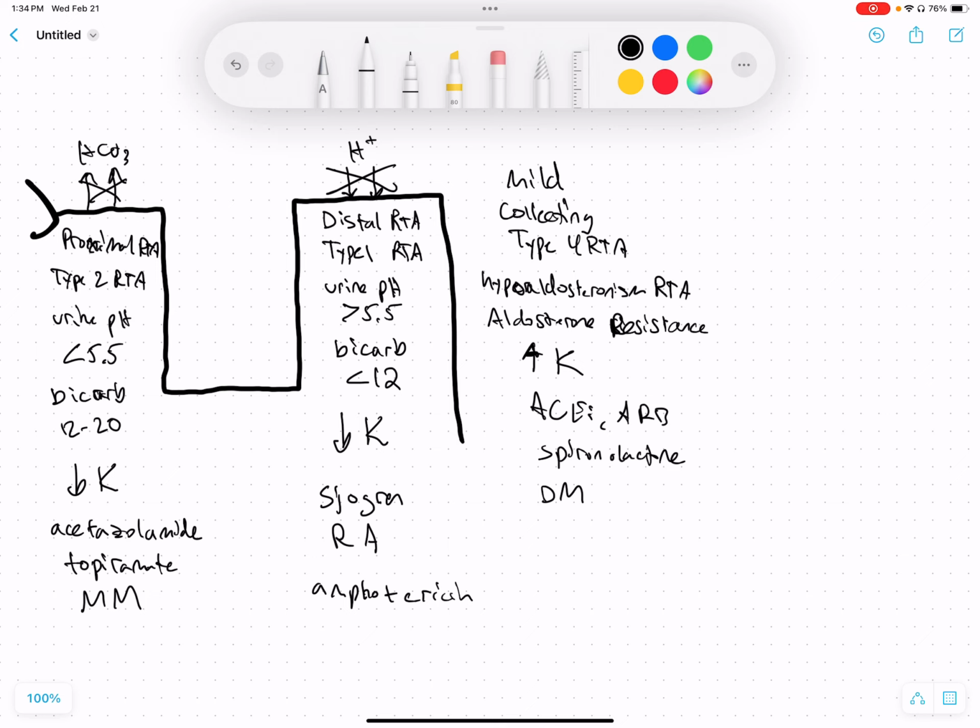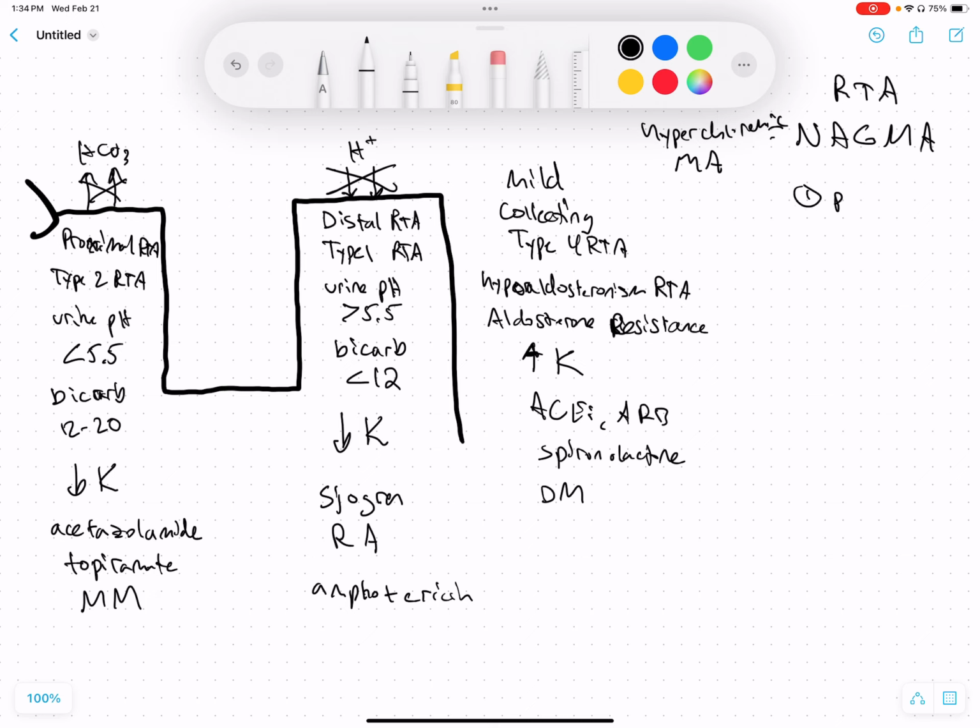Now let's get into how to diagnose these things. RTAs are non-anion gap metabolic acidoses, also called hyperchloremic metabolic acidoses. So let's go over our rules for acid-base.